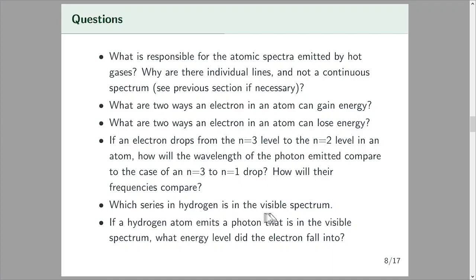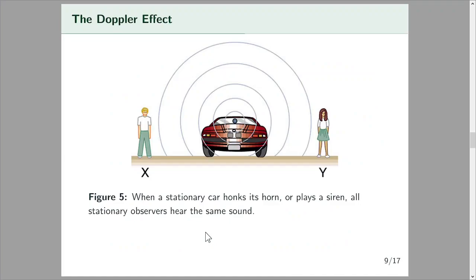Which series in hydrogen is the visible spectrum? If a hydrogen atom emits a photon that's in the visible spectrum, what energy level did it fall into? Right? So you should be able to answer those. So the last part of this section, we're going to talk a little bit about the Doppler effect.